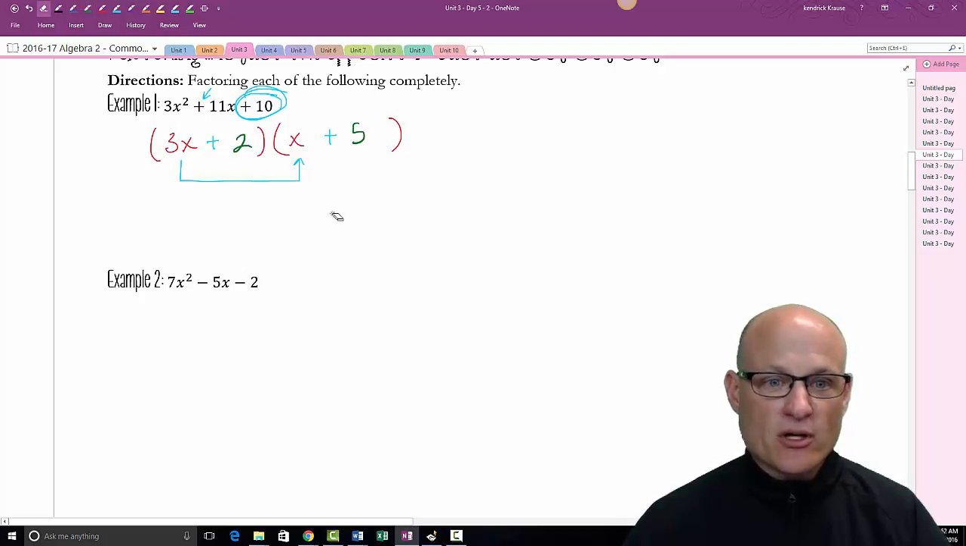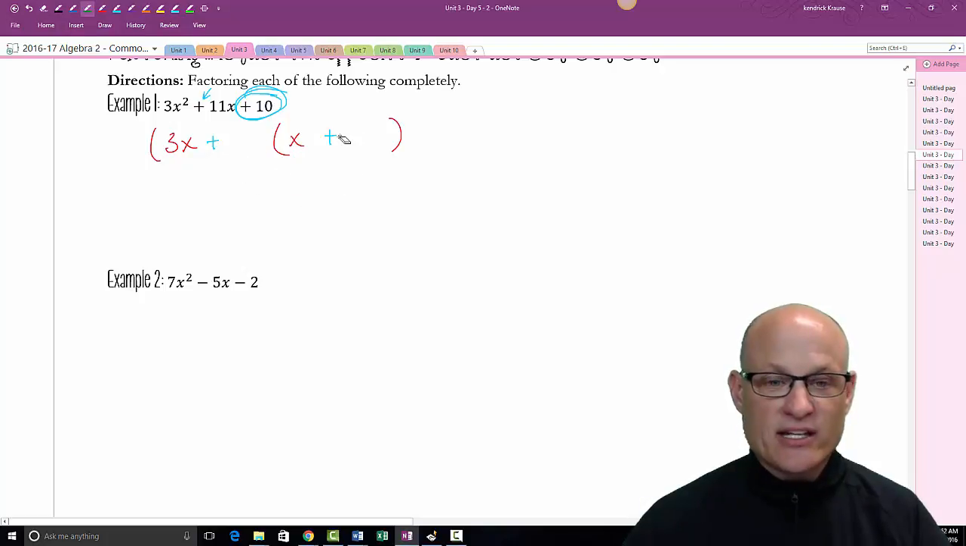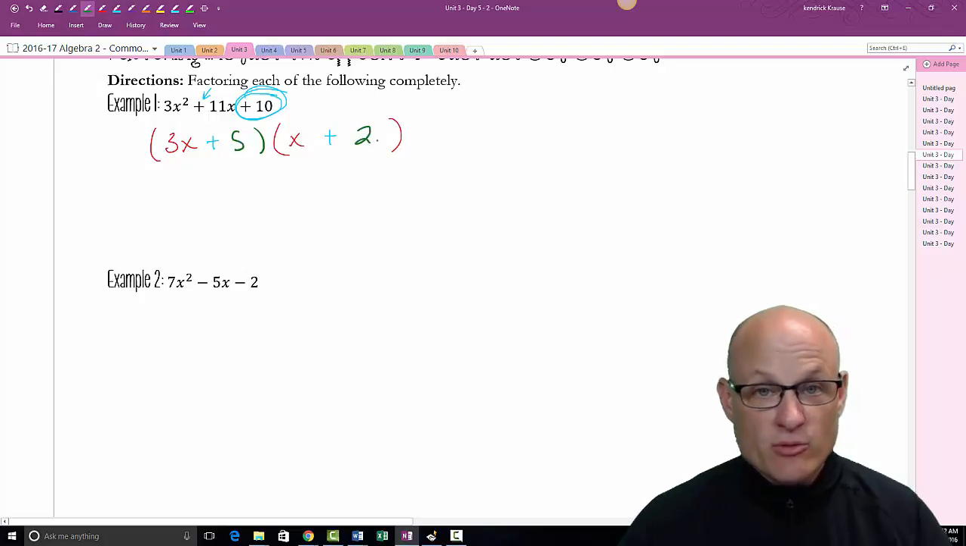All right, let's see if it worked. If it didn't work, we'll try something else. This is 2x and this is 15x. That doesn't add up to 11. Now again, some of this stuff you're going to do in your head, some of it you're going to do on the side. Put a 5 here and a 2 here. All I did was switch them.